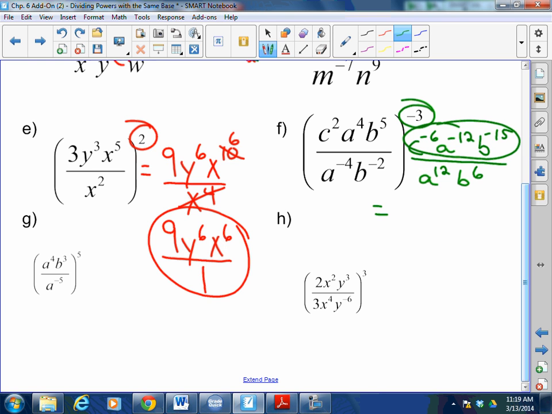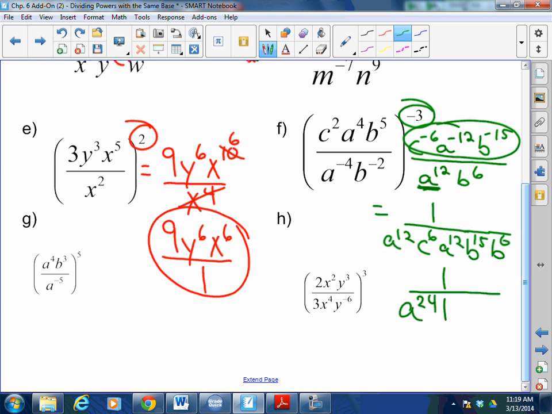So what am I left with in the numerator? A 1. So I have the a to the 12th, that was the original. Then I bring down the c to the 6th. I bring down the a, bring down the b, and then I have the b that I had originally. So my answer is going to be 1 over a to the 24th. Good. B to the 21, 15 plus 6 is 21. And C to the 6.